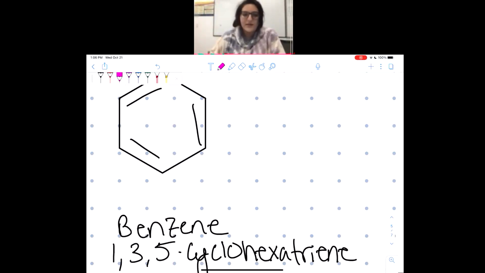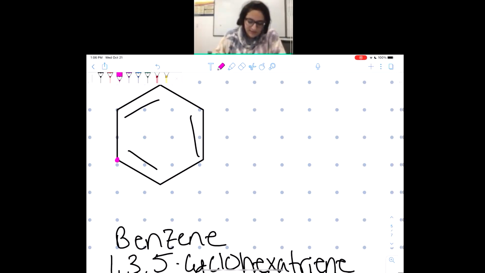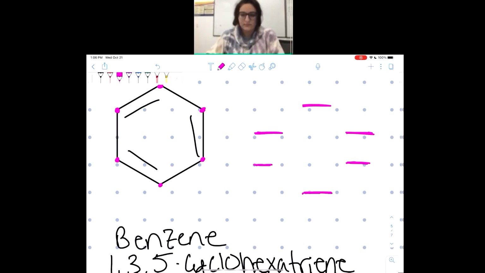So in this case, instead, we're going to take each one of these carbons, and in that spot, we're going to put an energy level. So it's going to look something like this. And so 6 carbons would equal 2, 4, 6 energy levels.